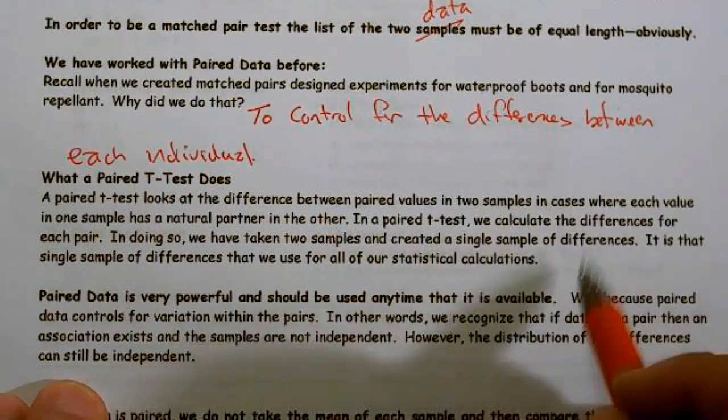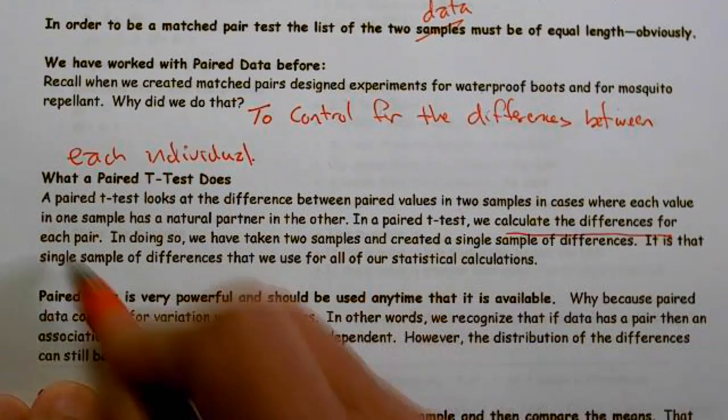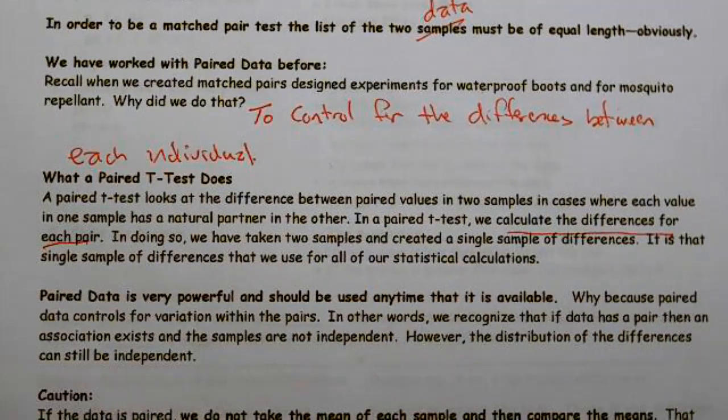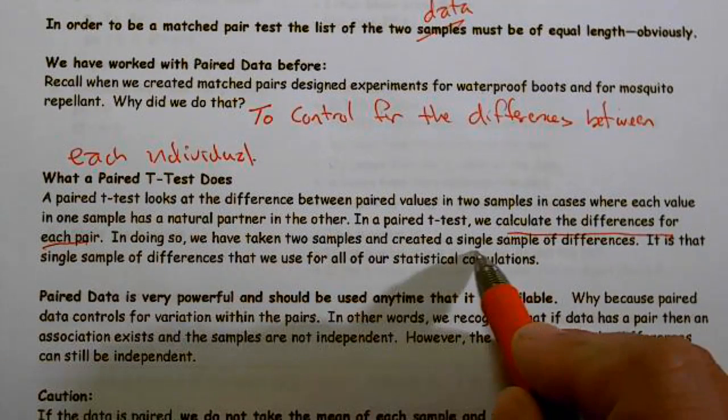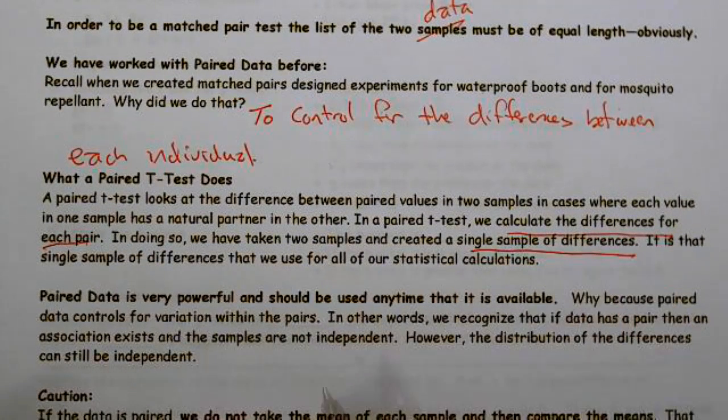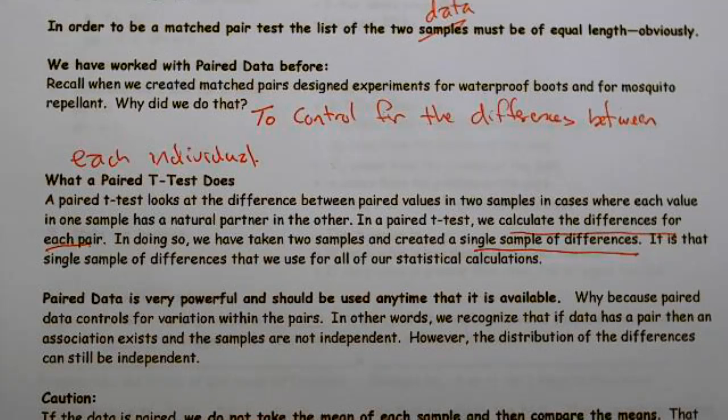Once again, please note, we calculate the difference for each pair. We're subtracting each individually, all right? And once we've subtracted each individual, we create a single sample of differences. It's that single sample of differences that we use in our calculations. So basically, this means we took 2 columns of data and turned them into a single column of data, the data of the differences, because we subtracted. We just took 2 numbers for each person and subtracted.